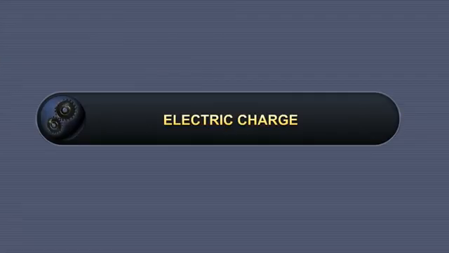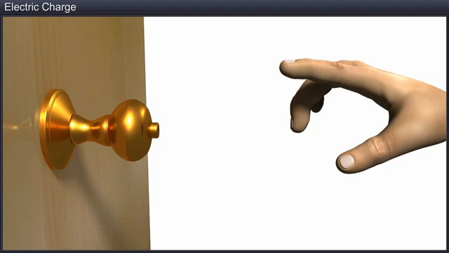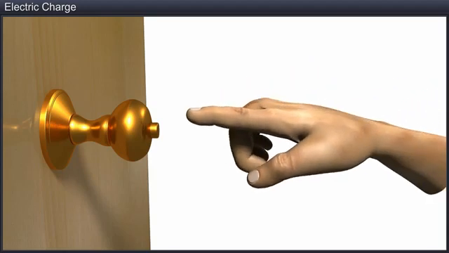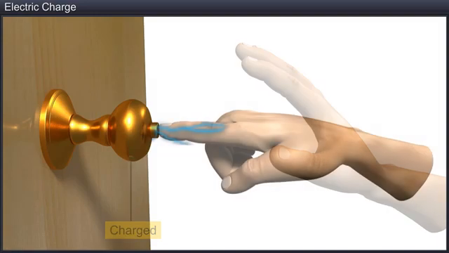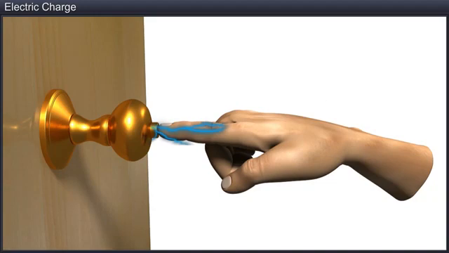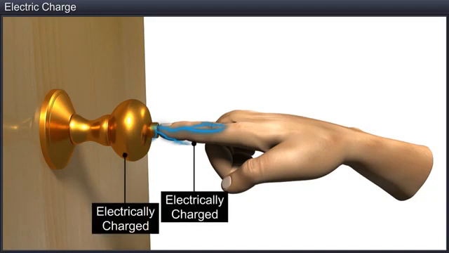In this module, you will learn about electric charges, their nature and detection. Sometimes, if you touch a metallic doorknob or any metallic object, you might experience a mild shock. This is because the metallic object was charged, or in other words, it carried an electric charge. Objects that carry an electric charge are said to be electrically charged.